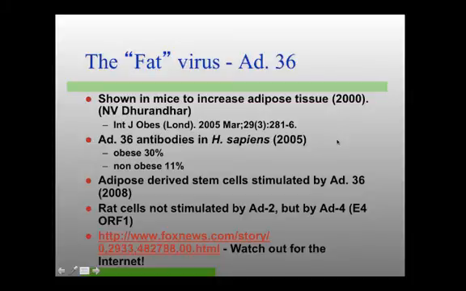Five years after that, Adenovirus 36 antibodies were found in humans: 30% in obese humans, 11% in non-obese humans. Wow, looks like a big difference. Adipose-derived stem cells are stimulated by infection by Adenovirus 36. These rat cells only by Adenovirus 4 or Adenovirus 36.